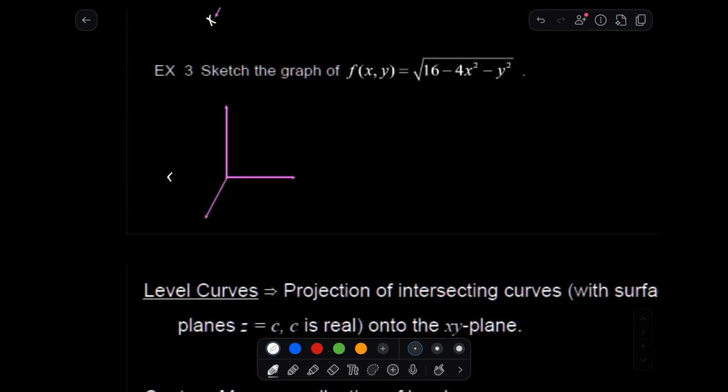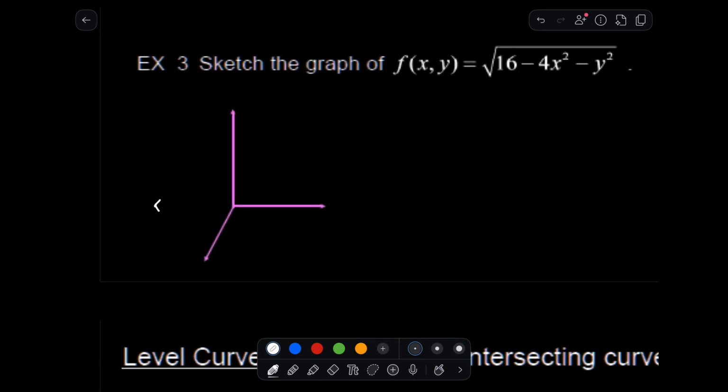And then for this shape right here, this looks like it would be some sort of ellipsoid, but I'm not 100% sure, so let's just get right into it. Okay, let's just set one of our variables constant. Let's just set y to be constant for the sake of this real quick. So it's going to be root 16 minus 4x squared equals z.